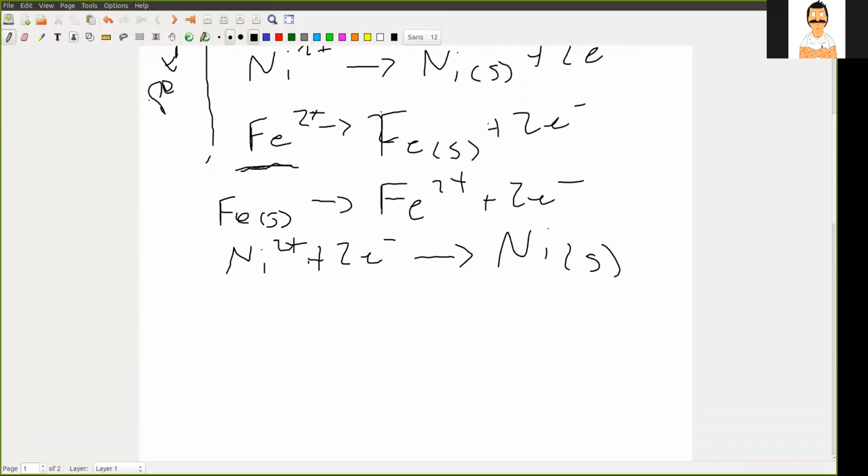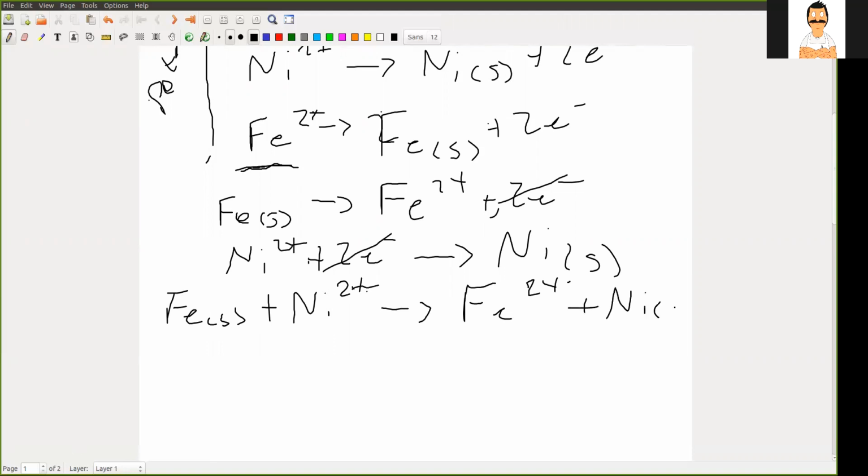So the overall reaction, because the electrons would cancel, would be Fe solid plus nickel 2 plus would yield iron 2 plus plus nickel solid. So iron can reduce nickel in the form to create iron 2 plus. Iron can't do it when it's going toward iron 3 plus. So if you're trying to reduce nickel using iron, it'll yield an iron 2 plus, not an iron 3 plus.